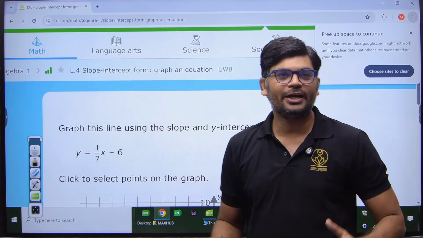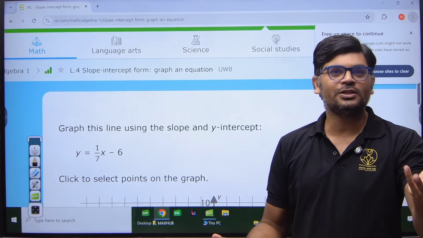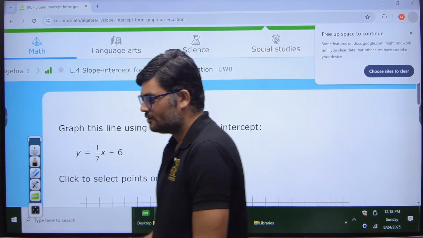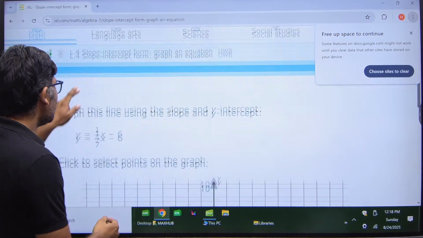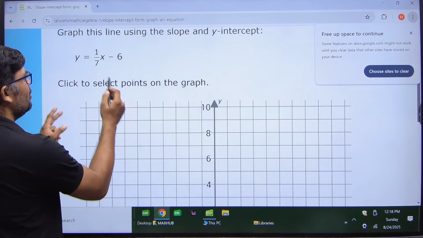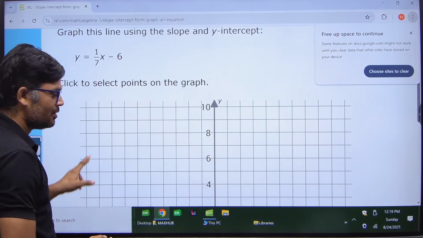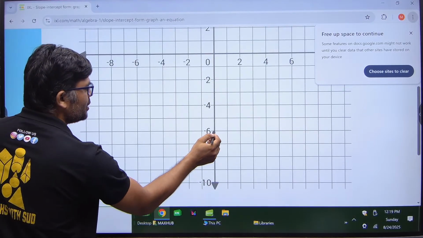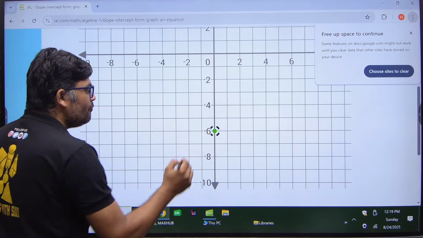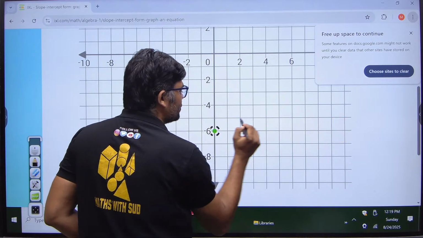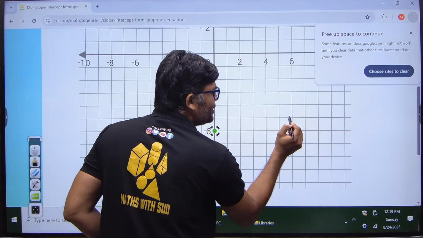And then you will have an idea of the graph. Hardly it will take 2-3 seconds. Just do it. If you want, I can show you one more. See this, 1 by 7. How to do 1 by 7? So first point is 0 comma minus 6, and 1 unit up and 7 units right. So 1, 2, 3, 4, 5, 6, 7.